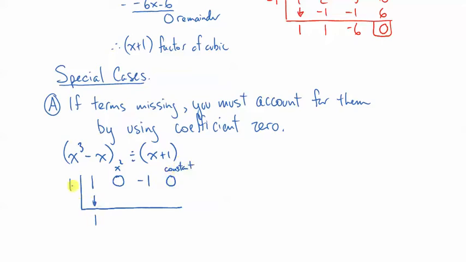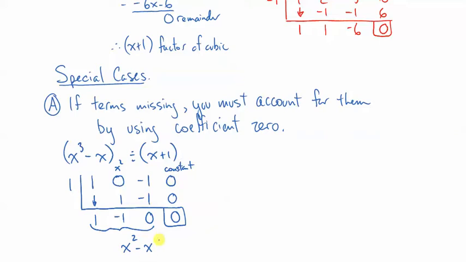I'll carry my 1 down, multiply, subtract, multiply, subtract, multiply, subtract, just like I did before. And what I find here is that I have the quotient of x squared minus x plus 0. So it's the same process as I showed previously. You just need to account for missing terms.